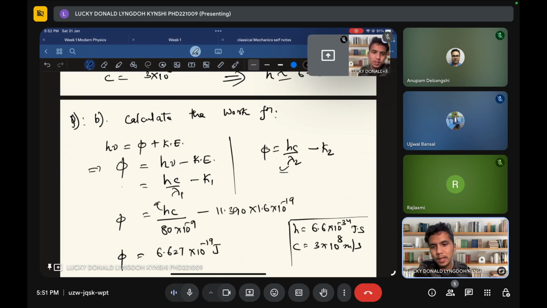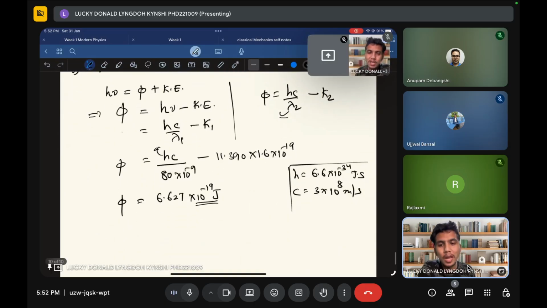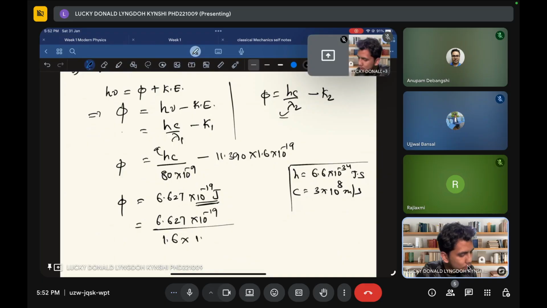Okay, this is a very simple problem. Now usually the work function is not expressed in terms of joules. Why? Because this is very low, 10 to the power minus 19 joule. We usually express it in terms of electron volt, because the energy is so small that joule is not really a suitable unit. It doesn't mean that it is wrong, it's correct, but usually it is expressed in electron volt. That means 6.627 into 10 to the power minus 19 divided by 1.6 into 10 to the power minus 19, in electron volt. So you get approximately 4.14 electron volt, right?